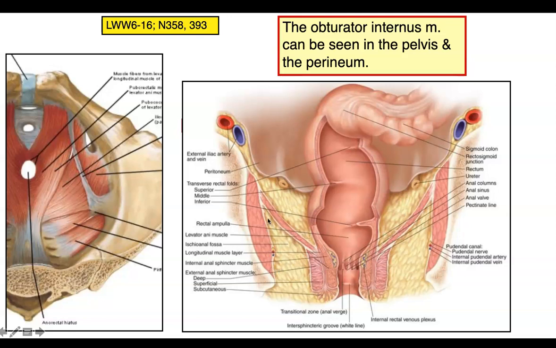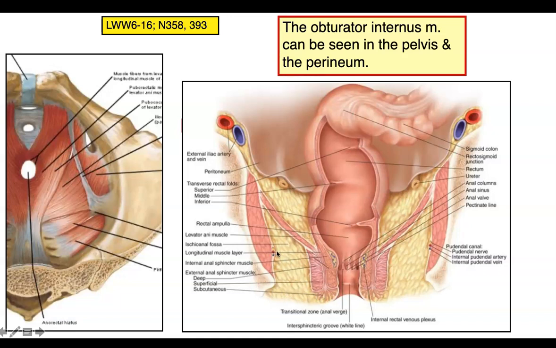So the lateral wall of the ischial fossa is formed by the obturator internus muscle. The medial wall is formed by the levator ani muscle. The apex of the ischial fossa is formed by the union of these two muscles. And the floor of the ischial fossa is formed by the skin, superficial fascia, and deep fascia.